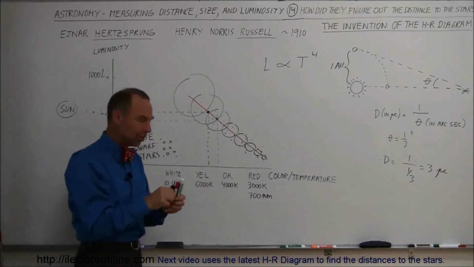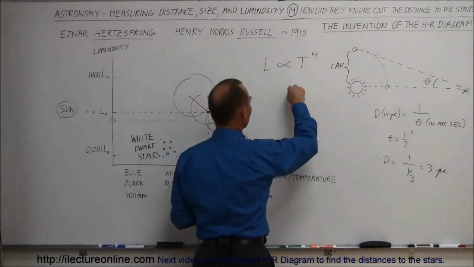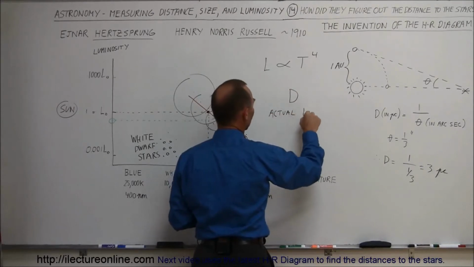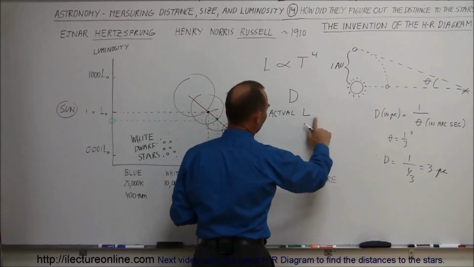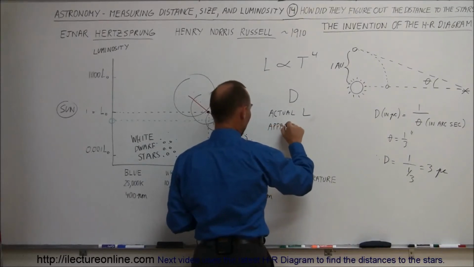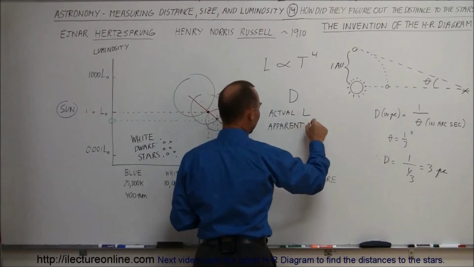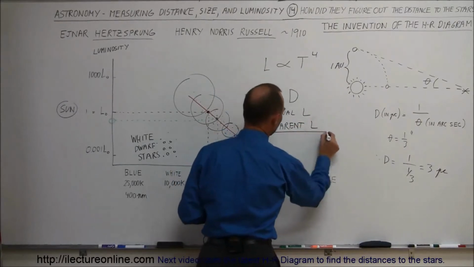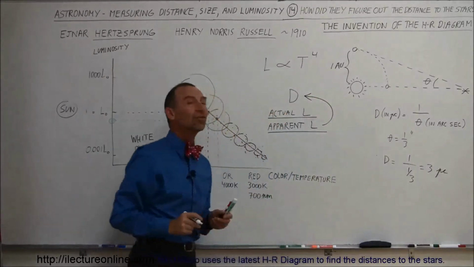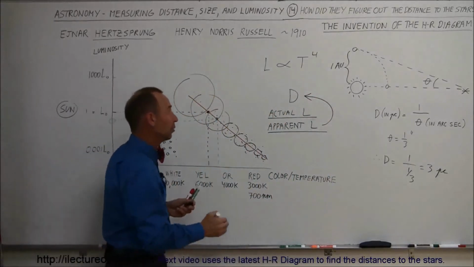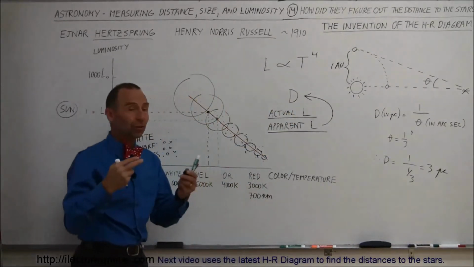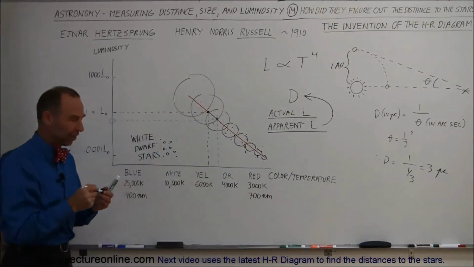Remember, there's three things you need to know. You need to know the distance of the star, you need to know the actual luminosity, I'll just go ahead and put it like that, and the apparent luminosity, how bright it appears to us. If you know the apparent luminosity, you know the actual luminosity, you can calculate the distance to the star. Or if you know the apparent luminosity, you know the distance, you can figure out the actual luminosity and so forth. As long as you know two items, you can always calculate the third.